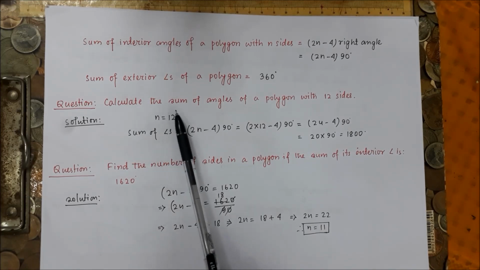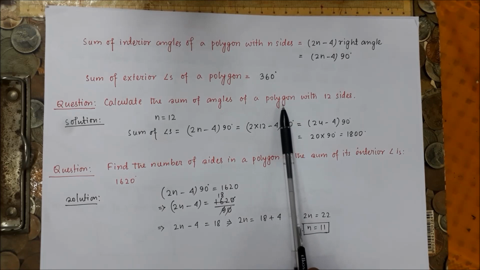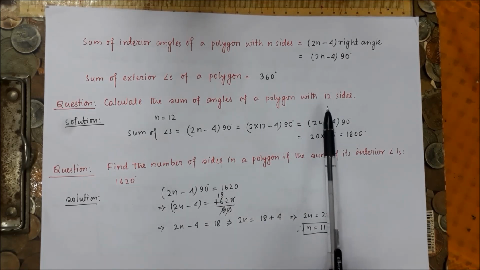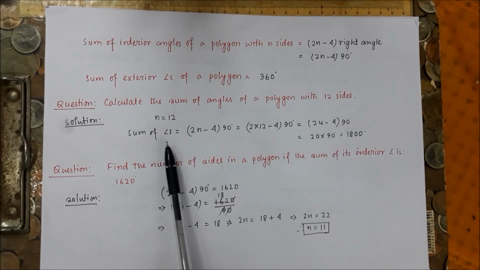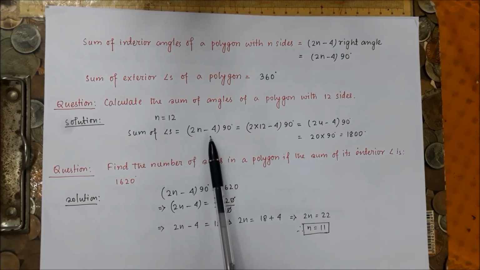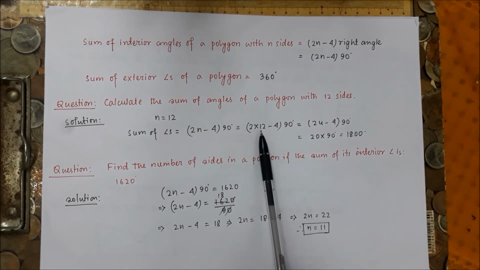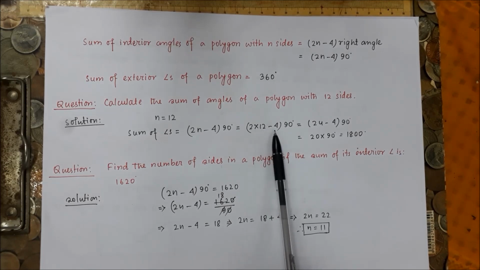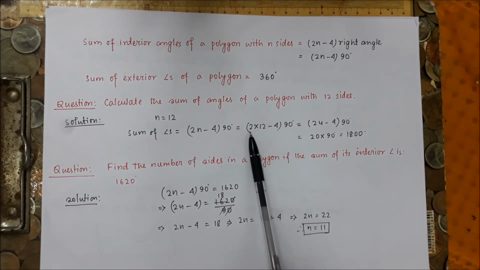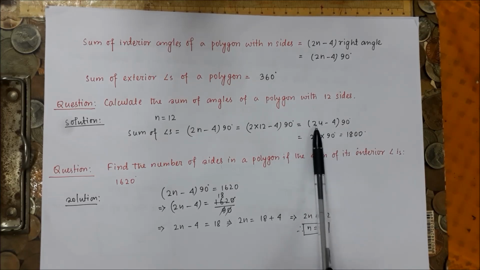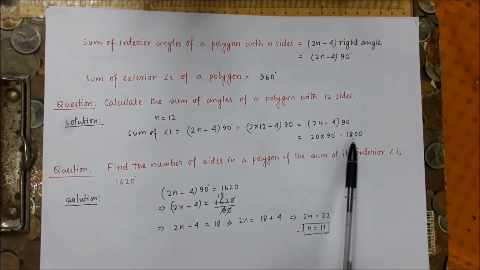Calculate the sum of angles of a polygon with 12 sides. That means here n equals 12. So the sum of angles formula is (2n minus 4) into 90 degrees. In place of n substitute 12. So we will get (2 into 12 minus 4) into 90 degrees. 12 into 2 is 24, minus 4, into 90 degrees. 24 minus 4 equals 20, into 90 degrees equals 1800 degrees.